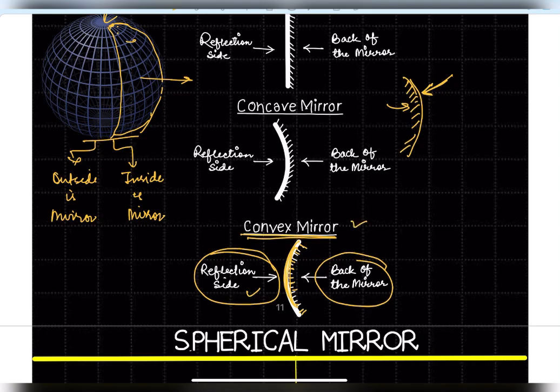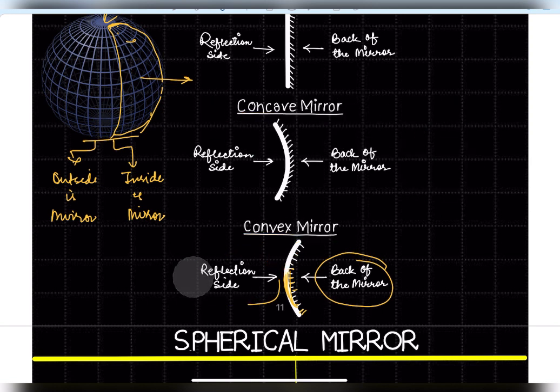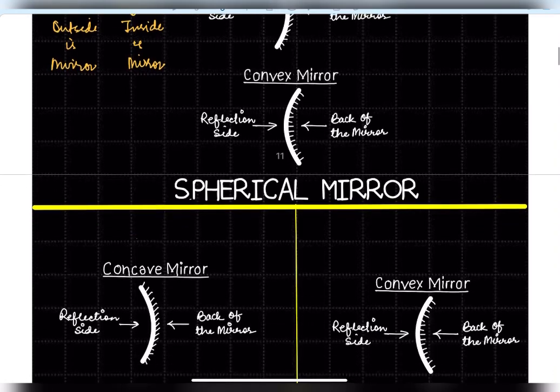Now let's say the sphere is such that the inside part is reflecting, not the outside part. If I cut out a piece, the outside part is not reflecting, but the inside part is reflecting. Are you getting my point? That is called a concave mirror. I hope you understood this. So this is the concave mirror and the convex mirror.